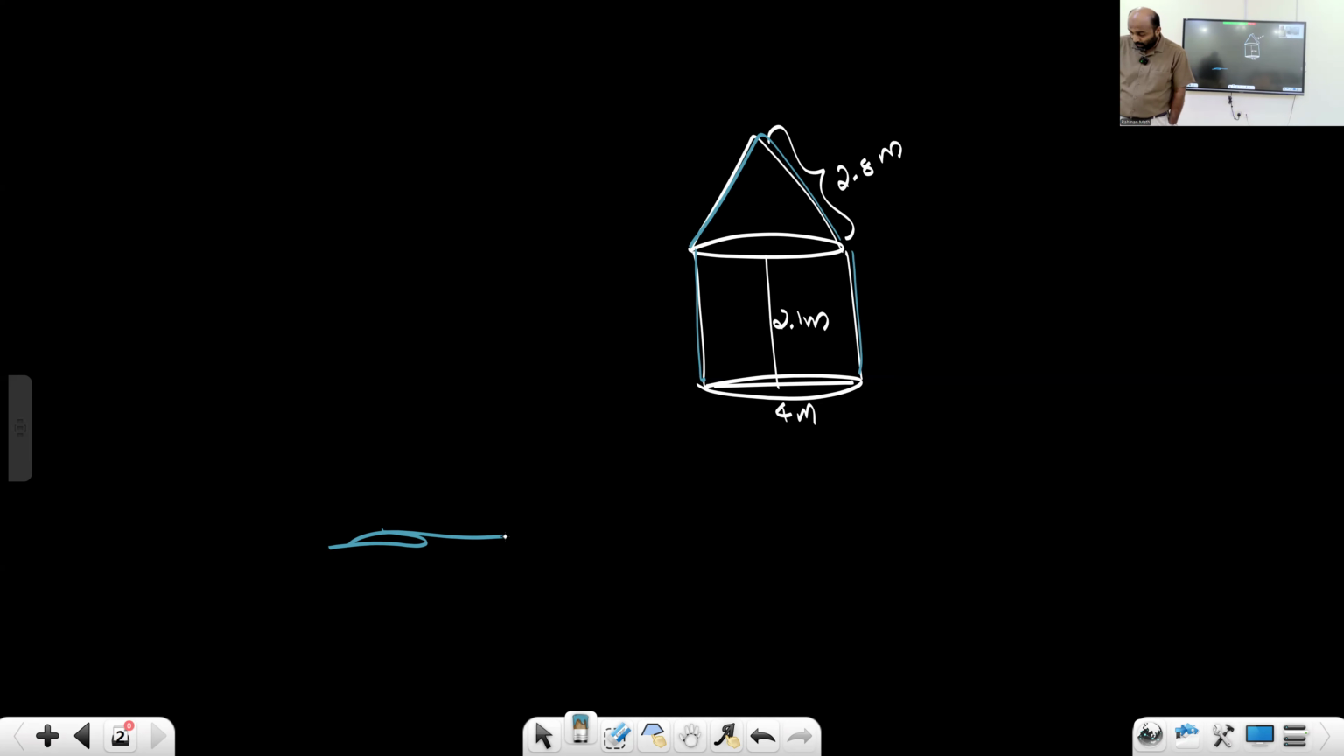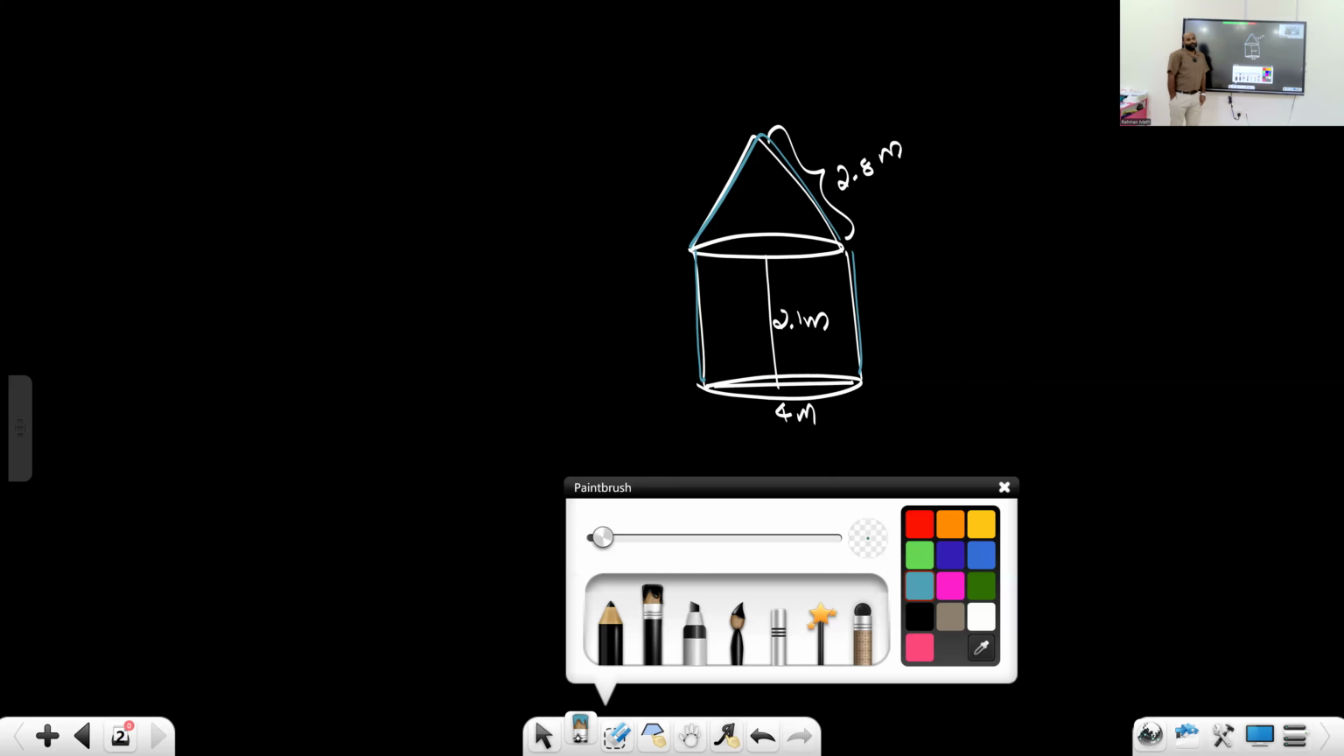Write it down. All of you draw the diagram. Area of the canvas required for the tent.